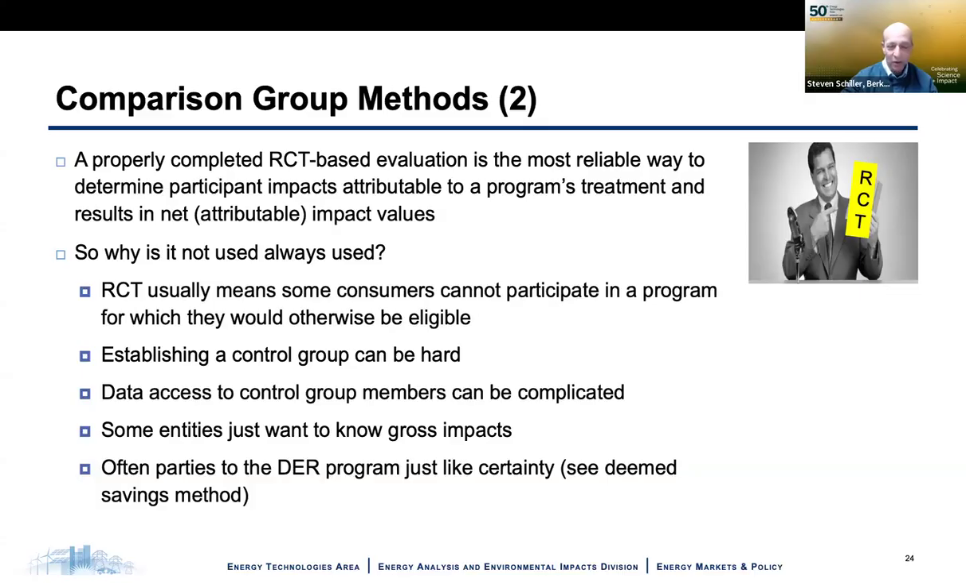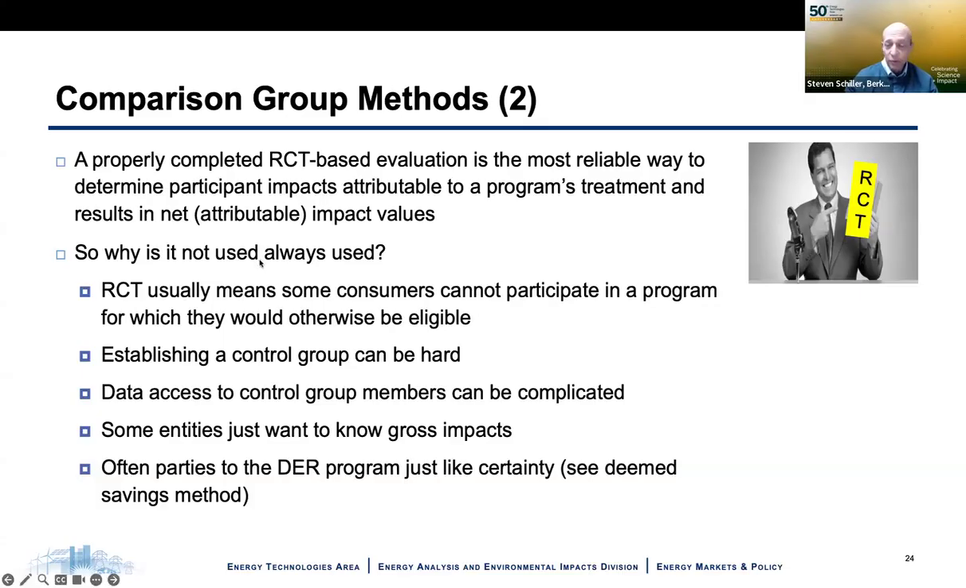And also, establishing that control group can be hard. It requires a fair amount of data to really get the groups together and to work through that. It's not necessarily easy. Getting data access to the participants is usually fairly straightforward because they're participating in a program, but getting data access to the people who didn't participate usually requires their agreement to do that, and that can be complicated.